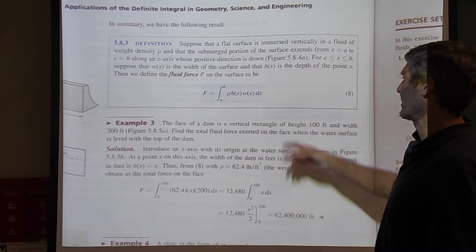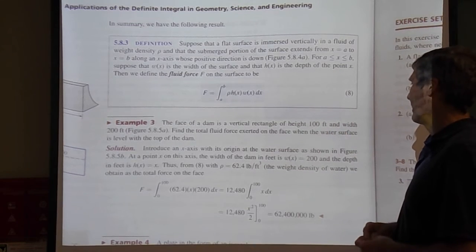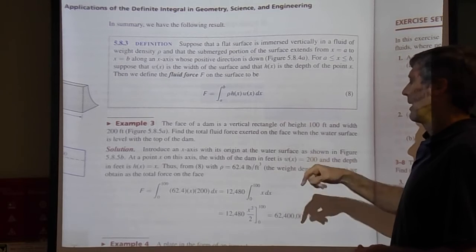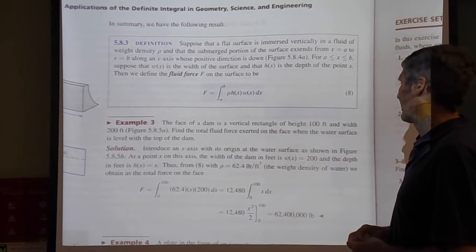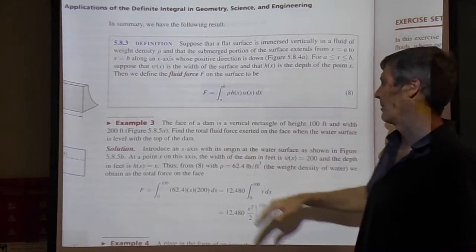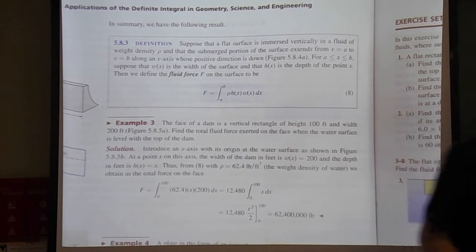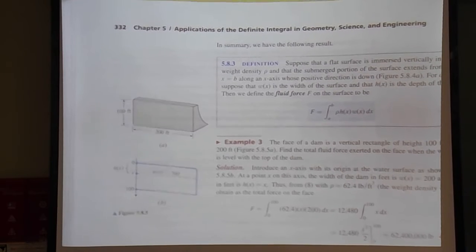And so here's an example. Suppose you have a dam that's 100 feet high and a constant width of 200 feet. Find the total fluid force exerted on the face when the water surface is level at the top of the dam, and let's say we put it at 0. So let's put this out so you can see the picture here.